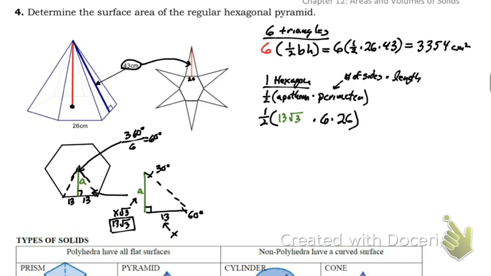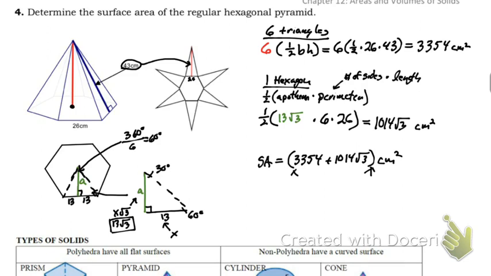Now remember, we're going to try to keep things with the square root in it. So I'm really going to do 6 times 26 times 13 times that 1/2, keeping that square root of 3, is going to give me 1014 square root of 3 centimeters squared. So that's going to give me a surface area. I'm going to go ahead and put this in parentheses. That would be that 3354 plus the hexagon centimeters squared. Now remember, these parentheses are just so I don't have to write that centimeters squared twice. I'm saying everything is centimeters squared. All right, that is our surface area.